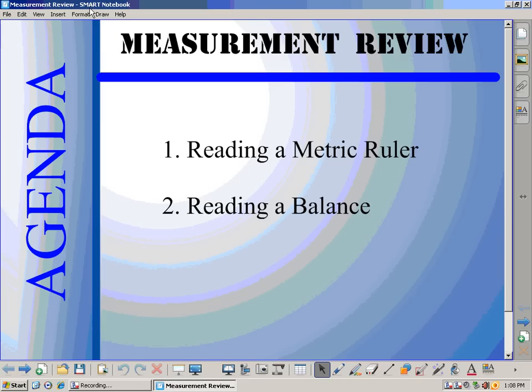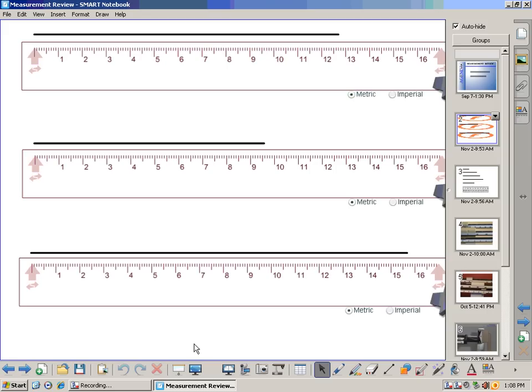We're going to concentrate on two forms of measurement in this lesson: measuring the length of an object using a metric ruler and measuring the mass of an object using a triple beam balance. Let's jump right to using our metric ruler.